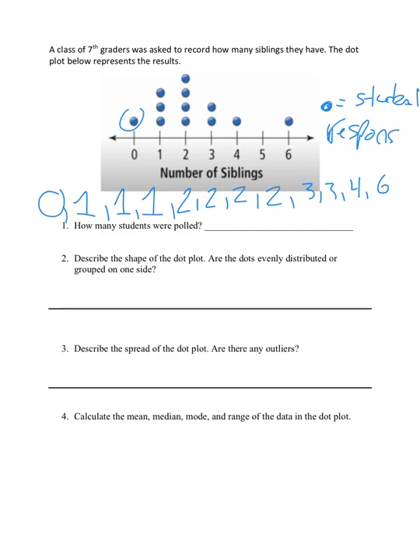How many students were polled? So the number of students surveyed, that would be represented by the number of dots. Let's count the number of dots. There's 1, 2, 3, 4, 5, 6, 7, 8, 9, 10, 11, 12 dots, meaning each dot is a student response. 12 students were surveyed.